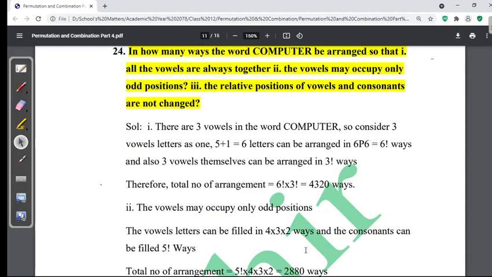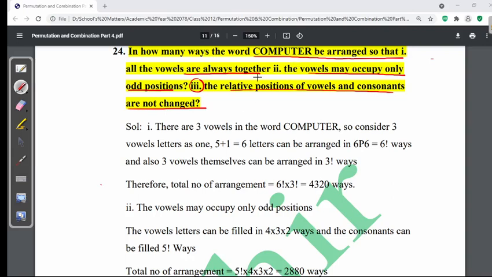Okay, dear students, question number 24 is like this. Again, I want to repeat. In how many ways can the word COMPUTER be arranged so that, first, all vowels are always together. Second, the vowels may occupy only odd positions. Third, the relative positions of vowels and consonants are not changed. Third condition is that. Okay, for this, how many letters are there? 1, 2, 3, 4, 5, 6, 7, 8 letters are there.